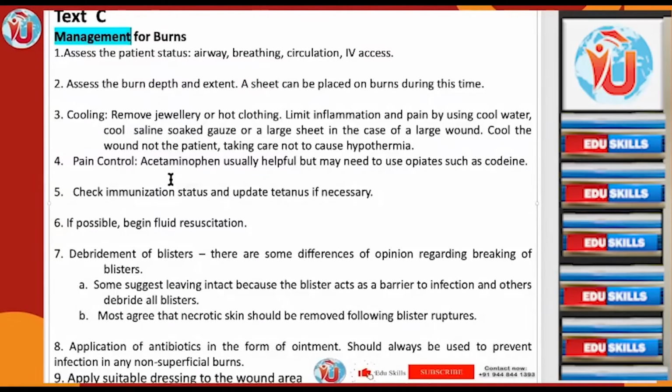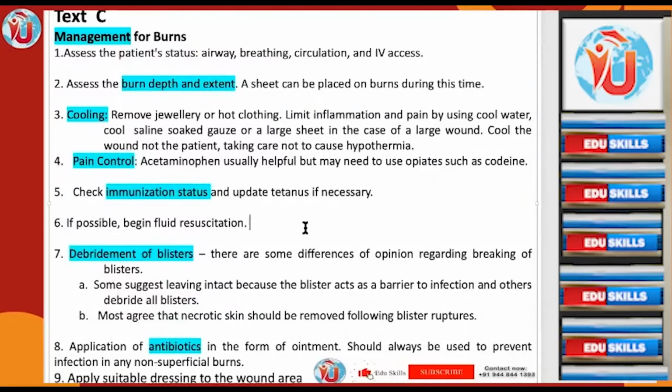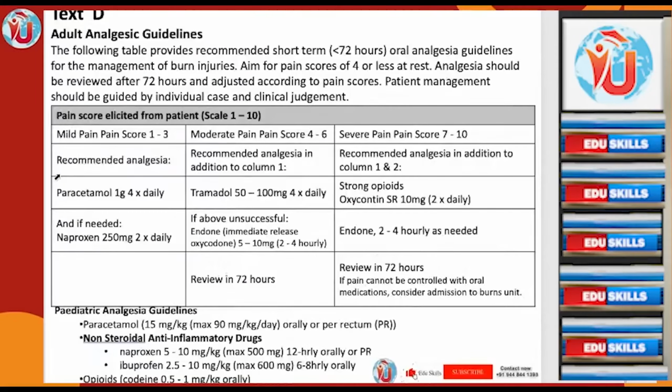Cooling. Pain control. Immunization. Debridement. Application of antibiotics. So just have a glance over these things. Okay, that's it. Skimming means that. Here, coming to text D. Analgesic guidelines.